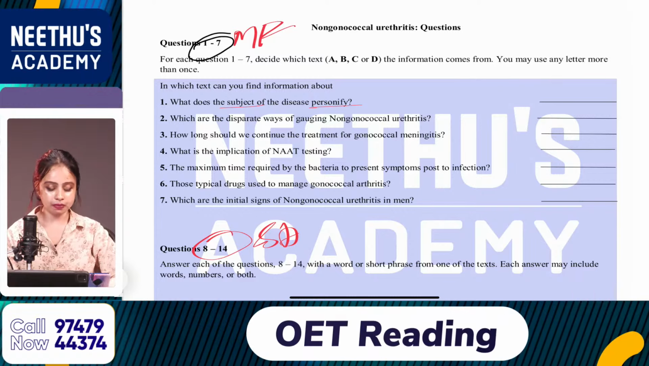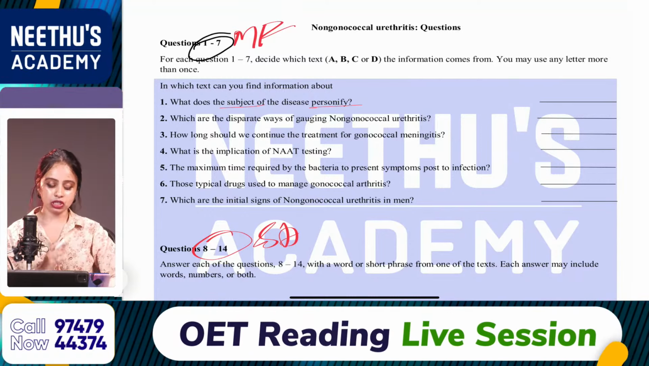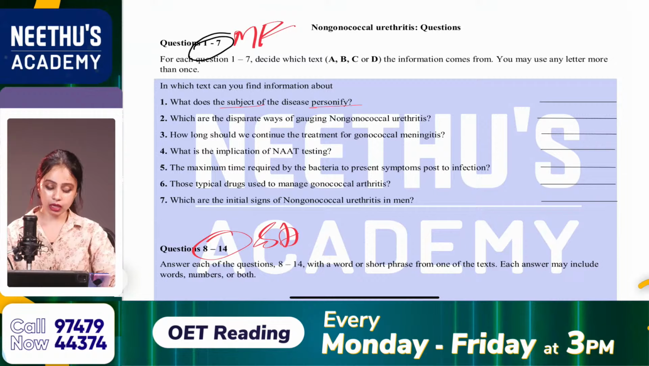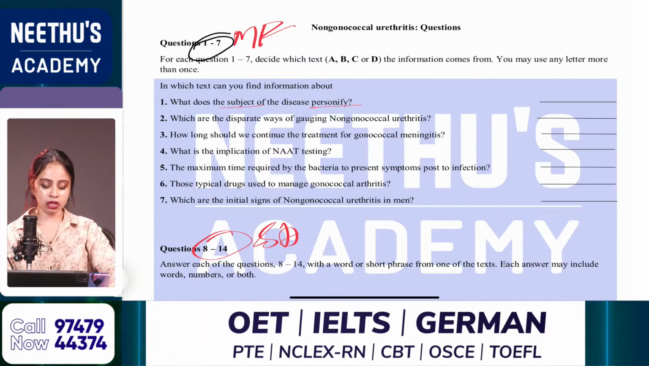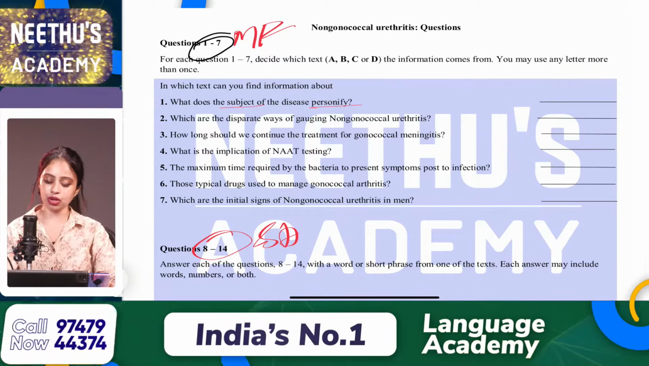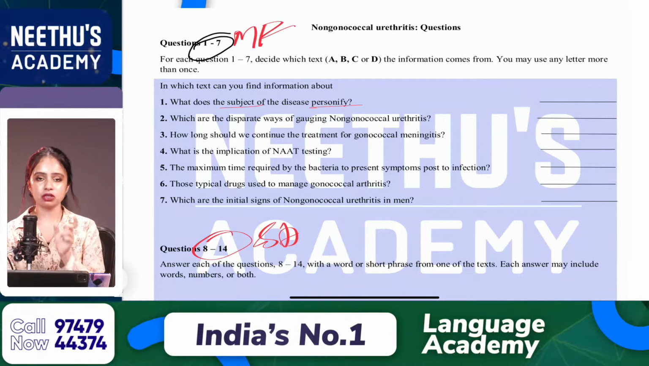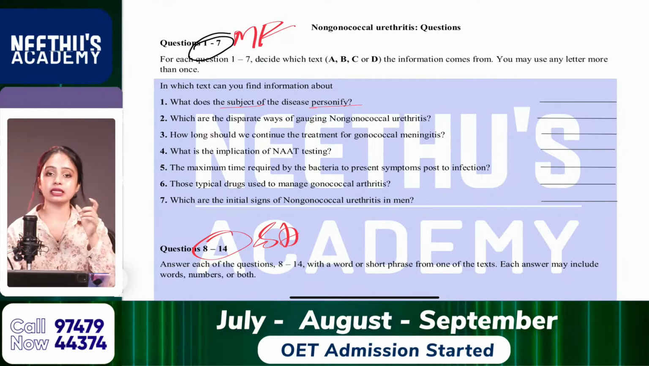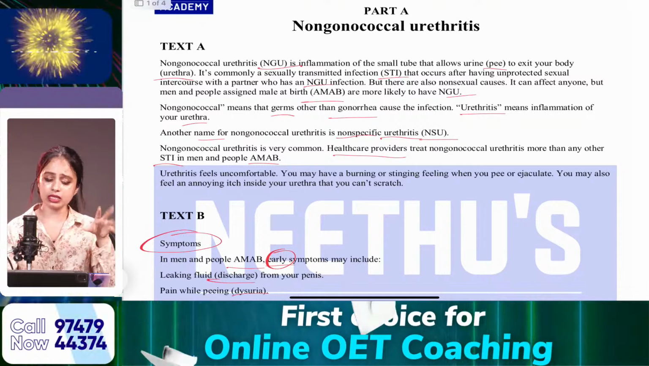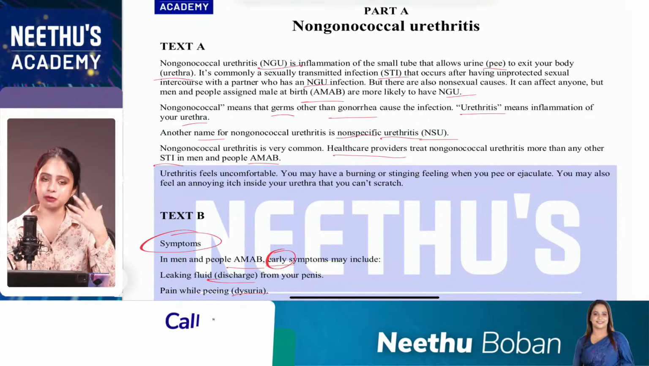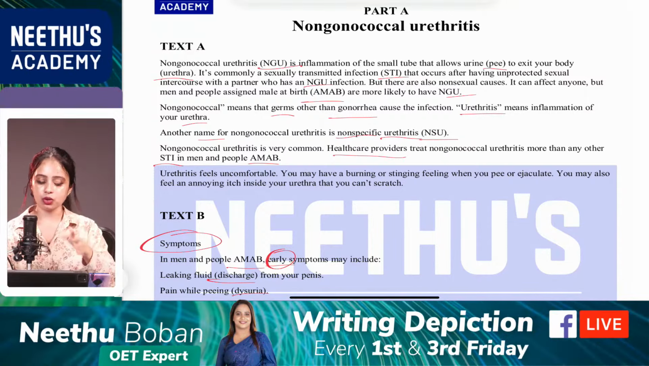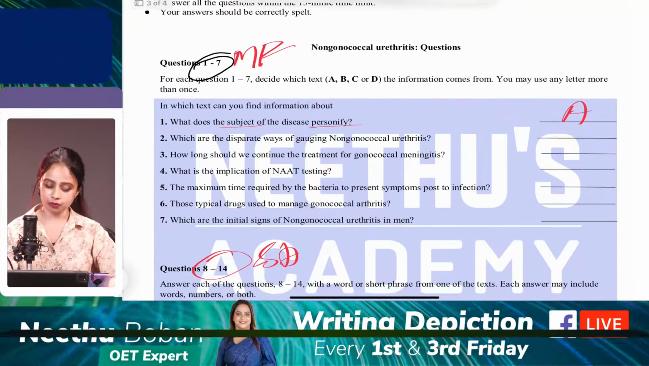Subject, disease, personify, text A. It is from text A. Very good, excellent. Once again I'm saying subject, which means it's not the topic they have dealt with here, it's the title, the name. And already I've told you, text A is all about what this particular infection is. That explanation is mentioned in what is non-gonococcal urethritis, which is in text A. So we get that answer from text A.